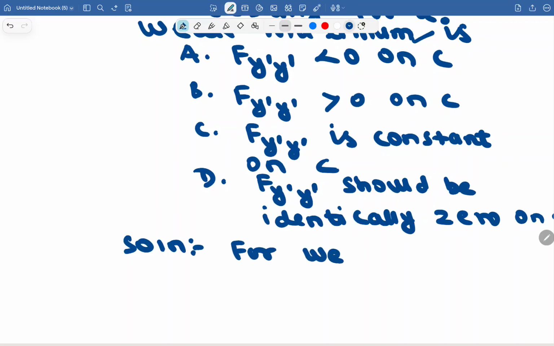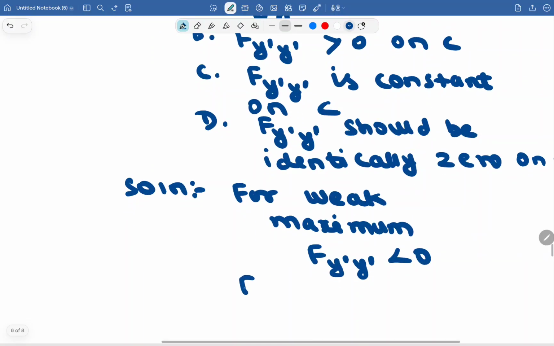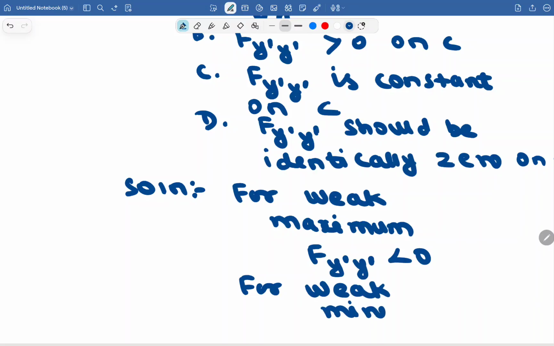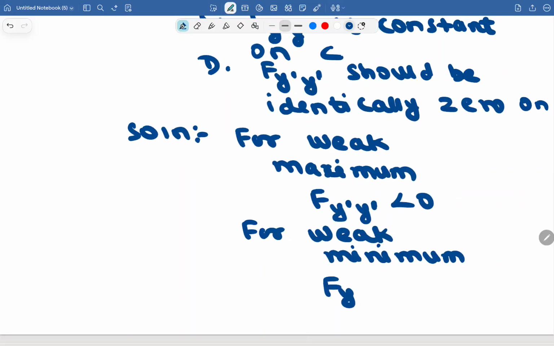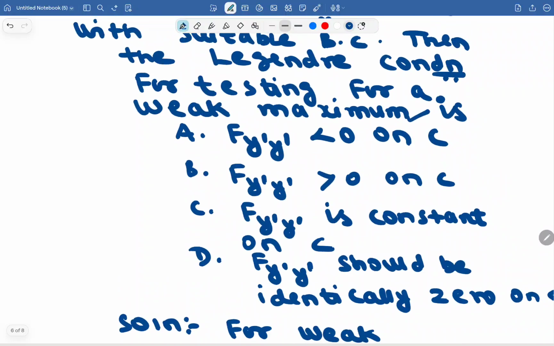Solution: for weak maximum, f y dash y dash less than 0. For weak minimum, f y dash y dash greater than 0. Since the problem is for weak maximum, f y dash y dash must be less than 0. Option A is the correct option.